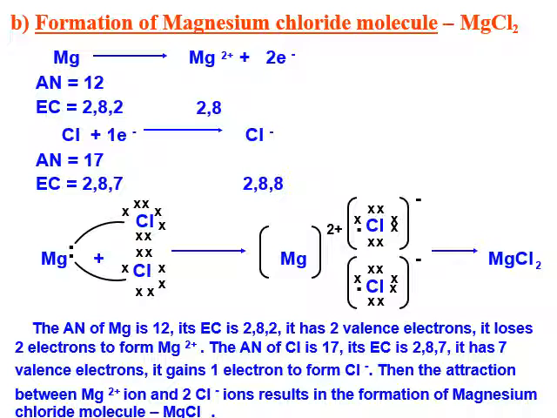The atomic number of chlorine is 17. Its electronic configuration is 2, 8, 7. It has 7 valence electrons, so it gains 1 electron to form chloride ion, Cl-. Then the attraction between Mg2+ ion and 2 chloride ions results in the formation of magnesium chloride, MgCl2.